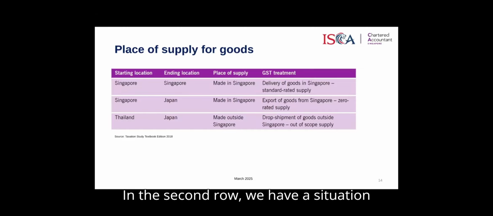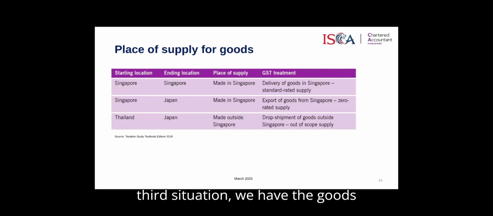In the second row, we have a situation where the physical goods starting location is in Singapore and the ending location of the goods is in Japan, outside of Singapore. Even though the supply is considered to be made in Singapore, because the ending location is in Japan, it is considered to be an export of goods from Singapore, therefore zero rated supply, 0% GST is applicable.